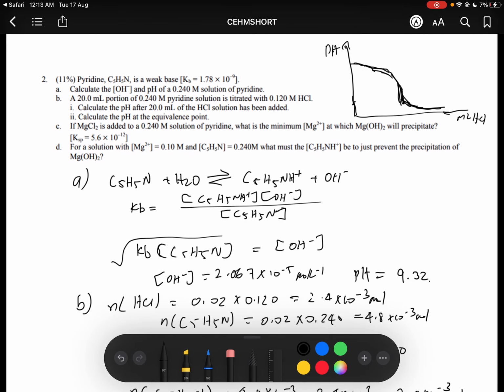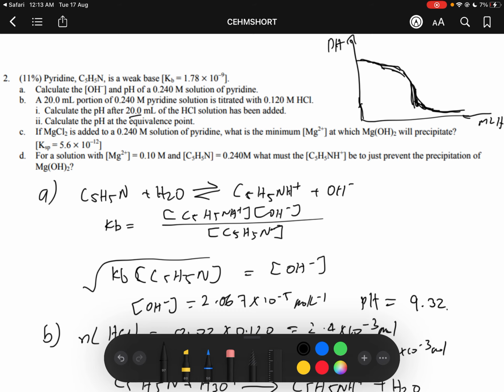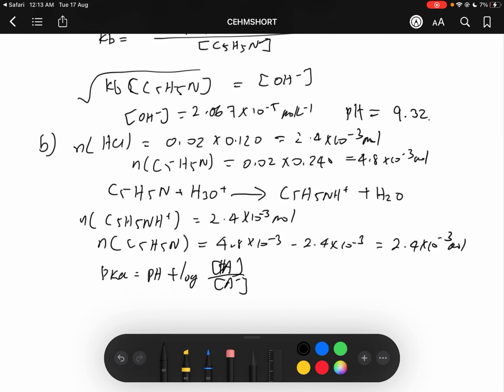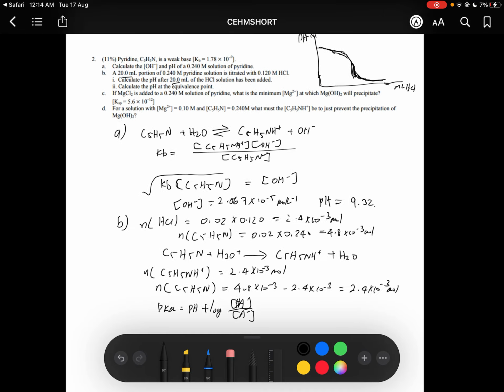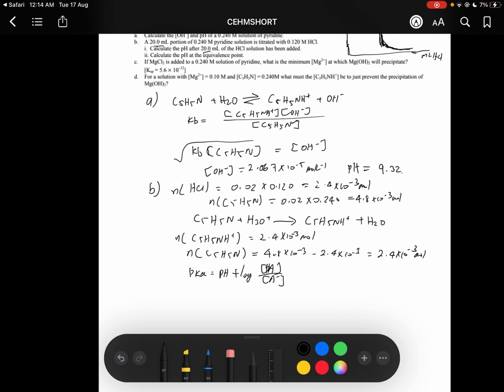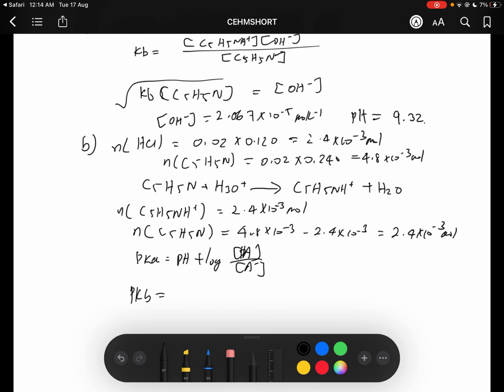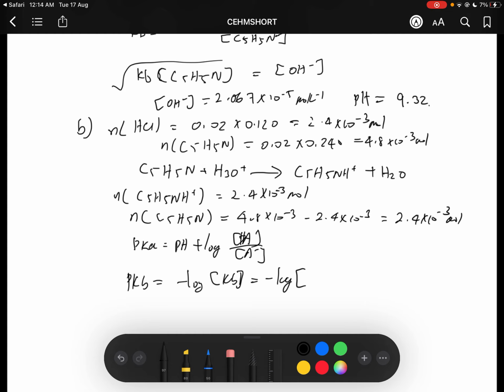So in this case, we can find out the total volume. The total volume is 20 milliliters plus 20 milliliters, so that's 40 milliliters. So therefore, the pKa we can find, so we can say that pKb is equal to negative log of Kb, which is equal to negative log of what we have up there, which is 1.78 times 10 to the power negative 9, which is equal to 8.75.